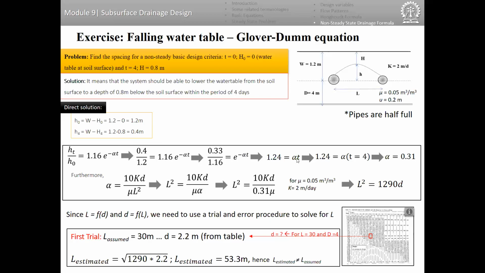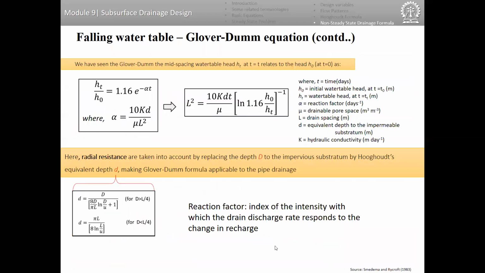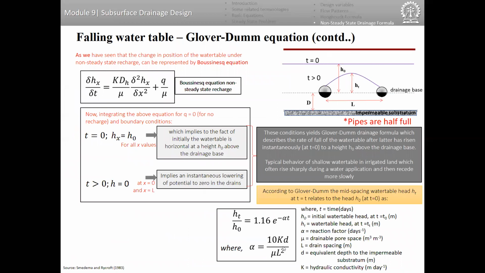So t is given here, t is equal to 4. So you can arrive at the value of alpha here. That is the reaction factor. Alpha is equal to 0.31. We also know alpha from the earlier case, in the earlier slide. Alpha is equal to 10 kd upon mu l square.